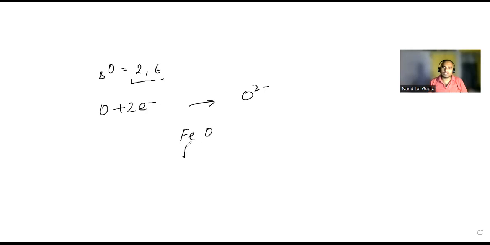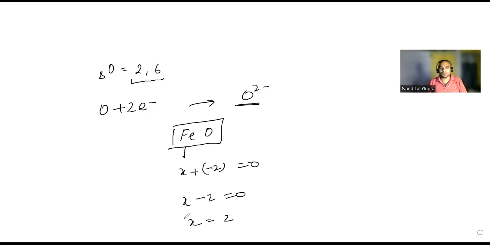In FeO, we have the X. I don't know how much the charge on Fe will be, but the oxygen charge I know. X minus 2 is equal to 0, since the total charge on FeO is 0. So X is equal to 2. It means in this compound the charge on iron is 2, so its name will be what?